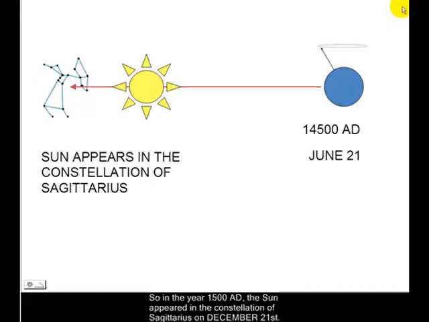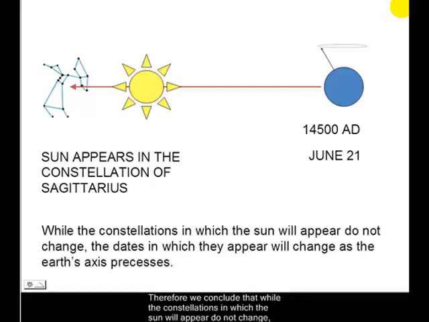So in the year 1500 AD, the Sun appeared in the constellation of Sagittarius on December 21st. But in 14,500 AD, the Sun will appear in the constellation of Sagittarius on June 21st. Therefore, we conclude that while the constellations in which the Sun will appear do not change, the dates in which they appear will change as the Earth's axis precesses.